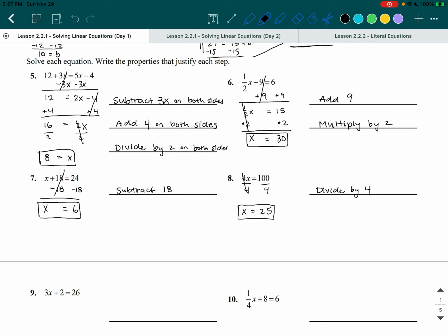All right, and if you made a mistake, don't worry about it. Just double check and then correct yourself. And it's all part of the learning process anyways.